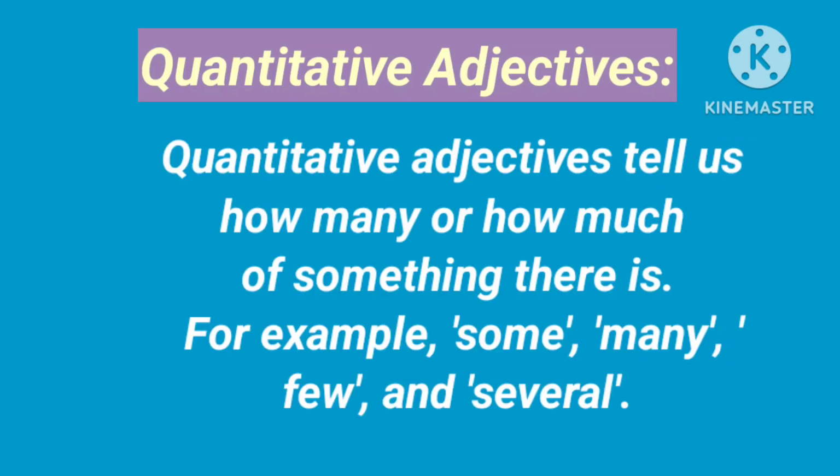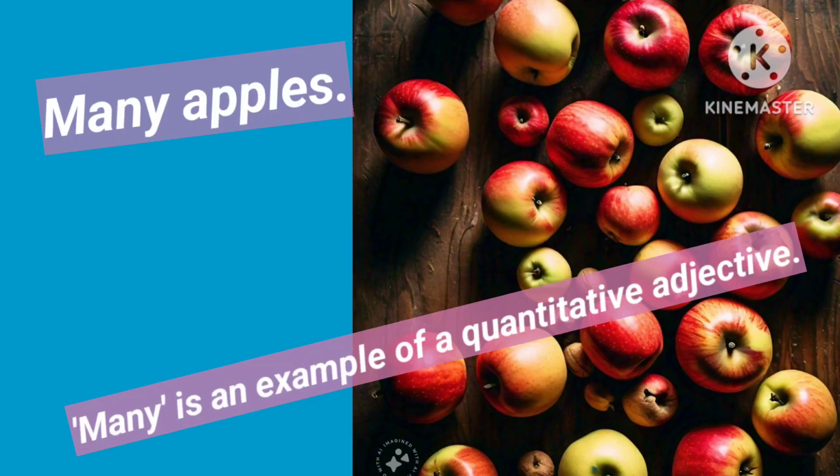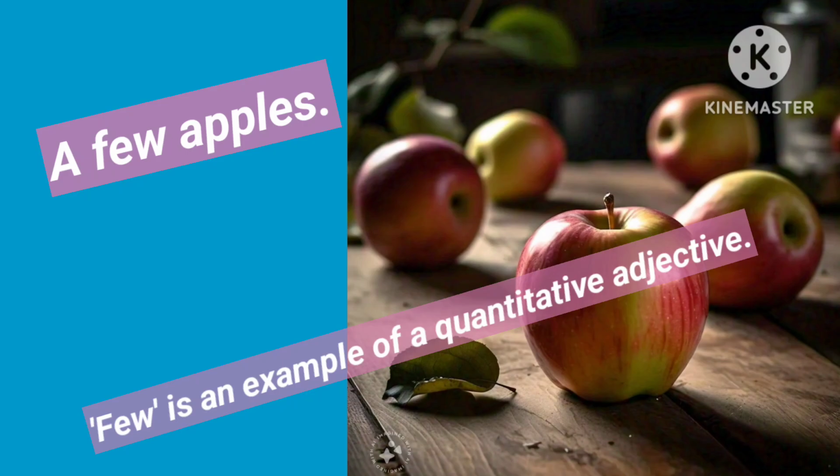Quantitative adjectives. Quantitative adjectives tell us how many or how much of something there is. For example, some, many, few, and several. Some apples. Some is an example of a quantitative adjective. Many apples. Many is an example of a quantitative adjective. A few apples. Few is an example of a quantitative adjective.